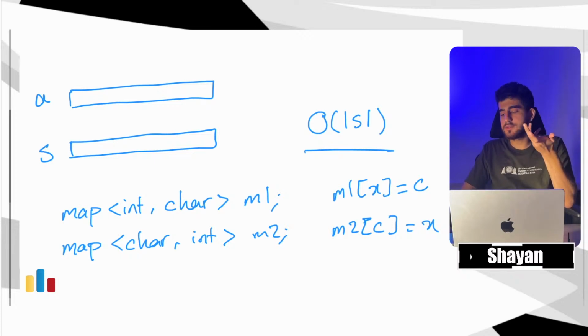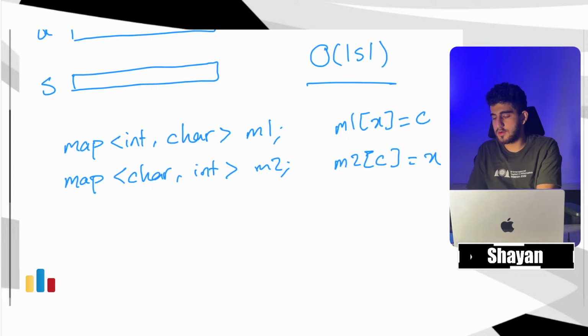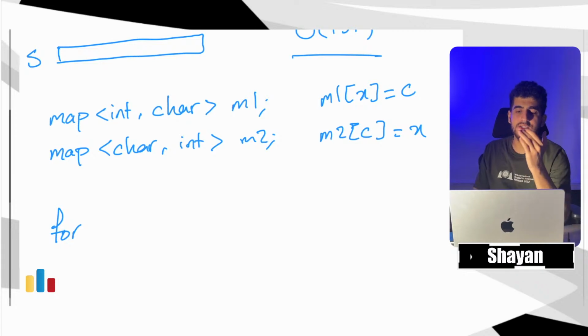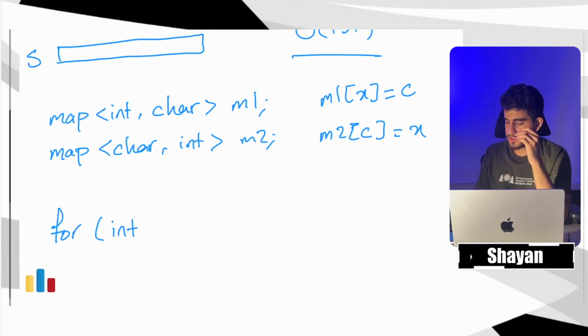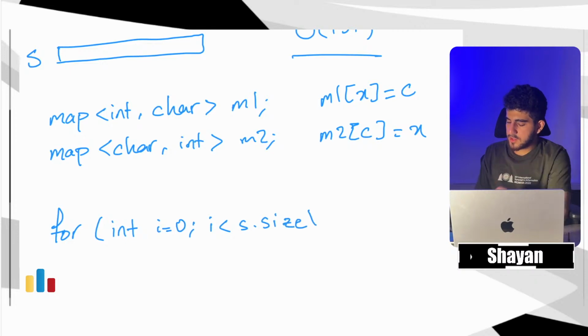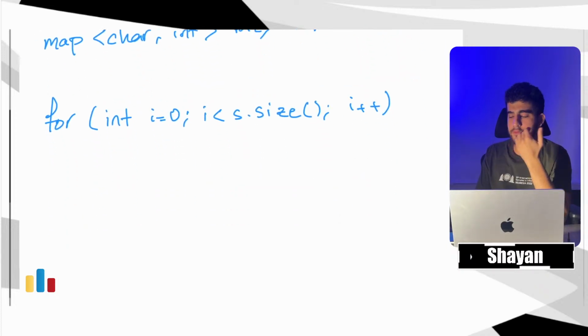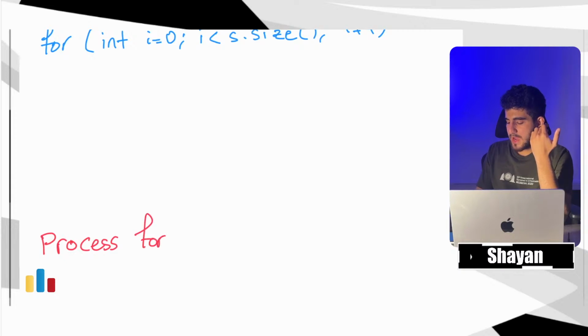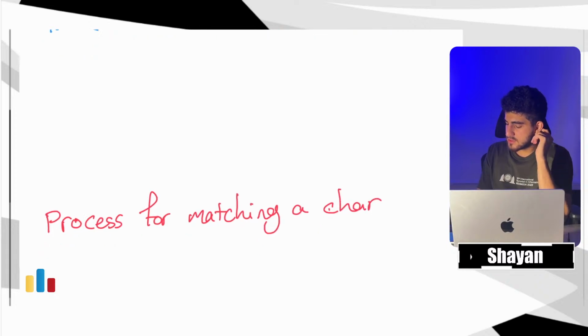So we just need to have a for loop, and we know that the size of s and the size of a are the same. Let's just have the for loop go to s.size(), i plus plus. I have a process for matching a number and a character. I will complete this code, but let me first tell you that I have a process for matching a character and an integer.